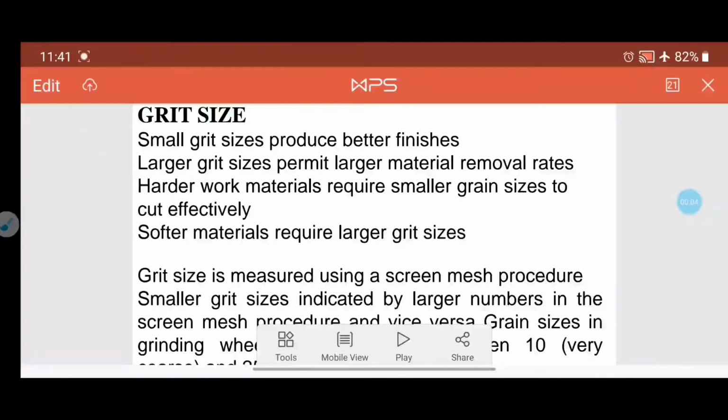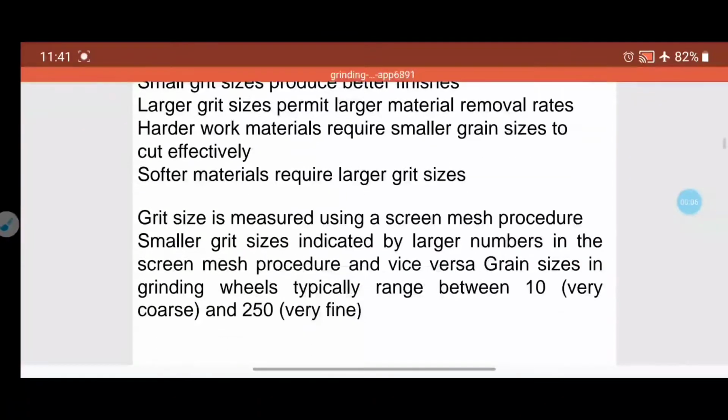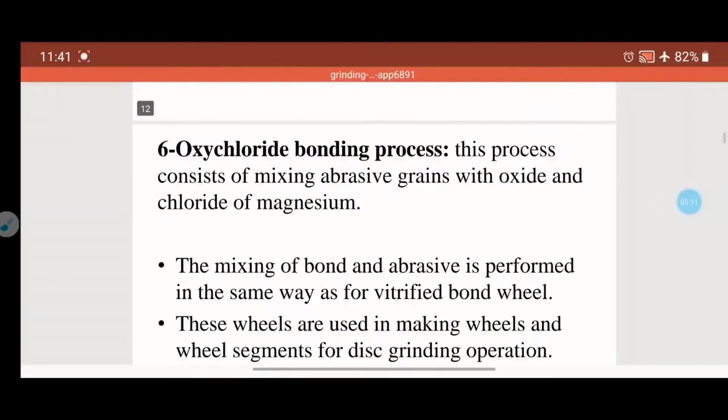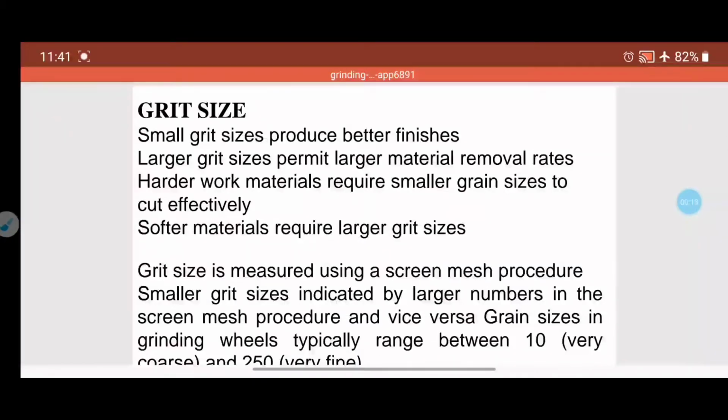So in this video we're going to discuss the grit size, grades, and all those things. Last time we covered the 6 types of bonding process, so today we'll continue with the remaining one.